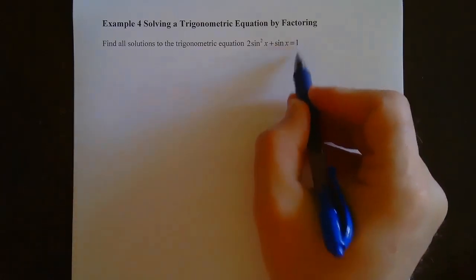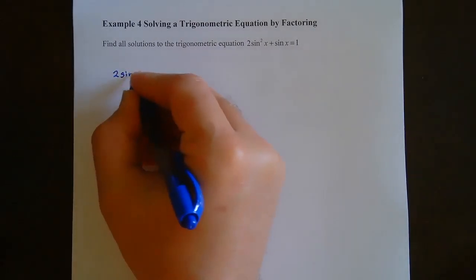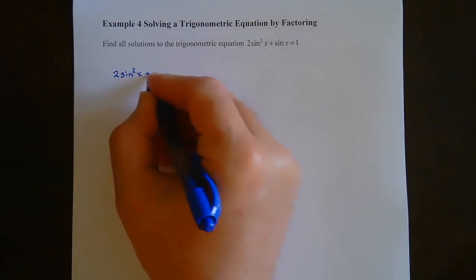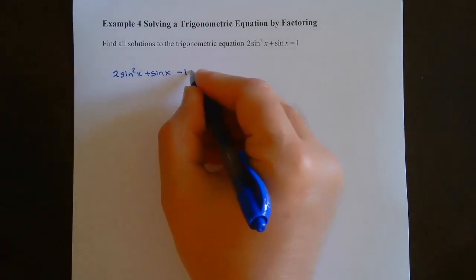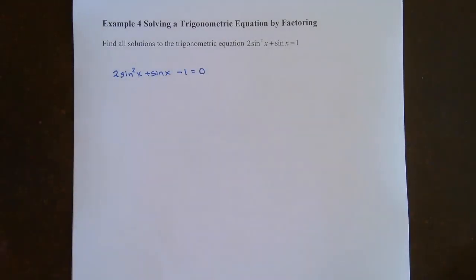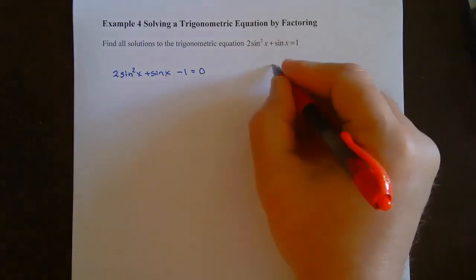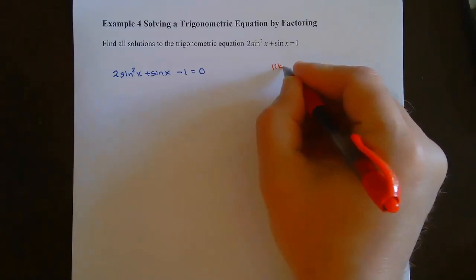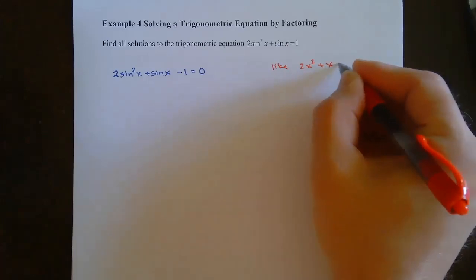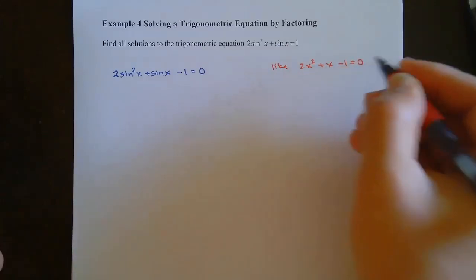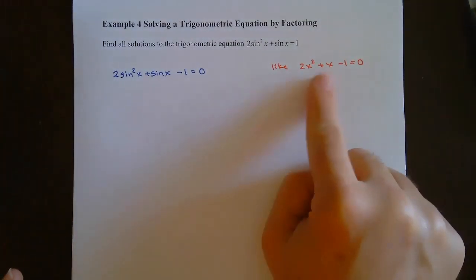So we need to move this 1 over to the other side. So this would be 2 sine squared x plus sine x minus 1 is equal to 0. This is like, I'm going to put off to the side here, 2x squared plus x minus 1 is equal to 0. So that's why we call this quadratic form. So how would we solve this one?